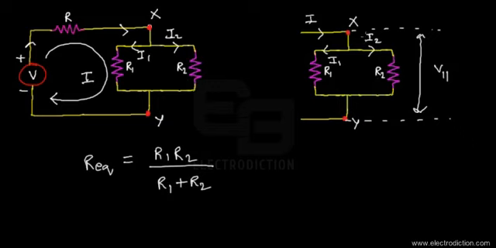Okay, so now the total voltage that's pointed out over here, that will be V parallel, that will basically develop across this parallel connection of resistors, would be obtained by multiplying the equivalent resistance of this parallel network formed by the resistors R1 and R2 and the net current I present in the circuit. So we can basically write it down as R equivalent multiplied by I.